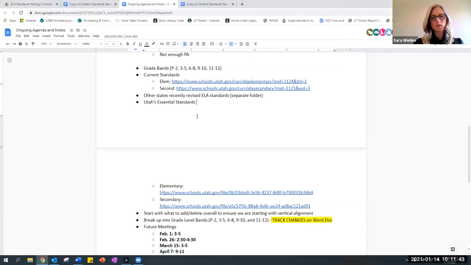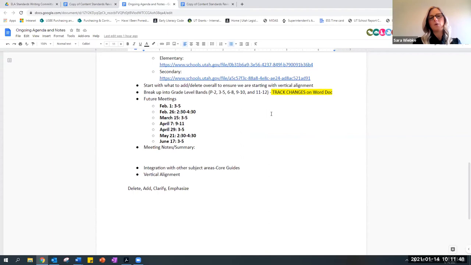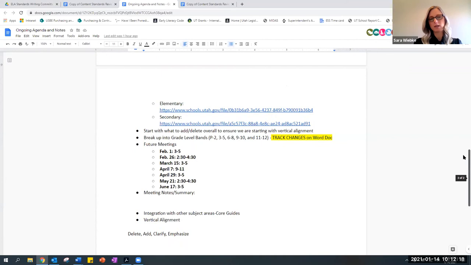And then we thought we could start with the add, delete, or move, remove duplicate area, however we want to say that. If we're doing any adding or deletion, we want to make sure that those are vertically aligned before we start really rewriting and adding clarity. That was the comment our team was thinking of, but we also know it takes time to review those. Those aren't quick, easy documents.